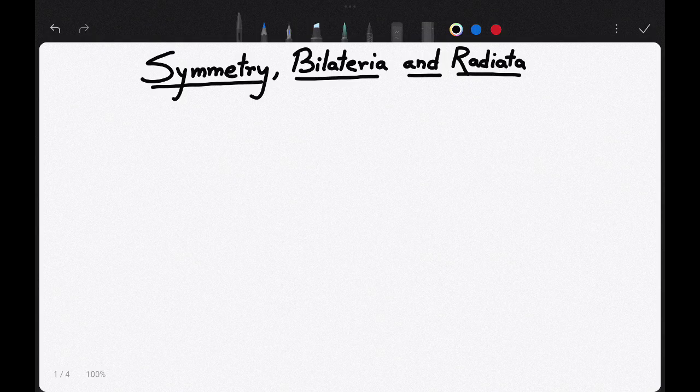Hello everyone, today we will discuss symmetry. Now symmetry means to divide an organism into equal parts. Okay, not only an organism, but you can divide anything into equal parts, and if both the parts look similar, then this is called symmetrical or symmetry.